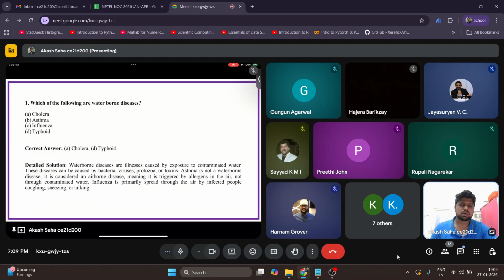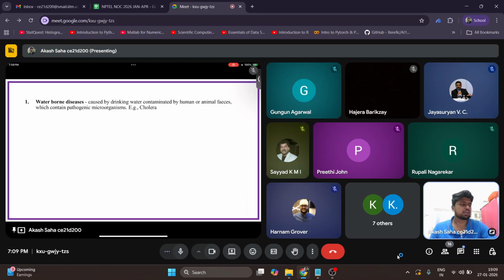Asthma is not waterborne. It is considered an airborne disease, because it is triggered by allergens in the air, and not through water. And influenza is primarily spread by the air from infected people through coughing, sneezing, and talking.